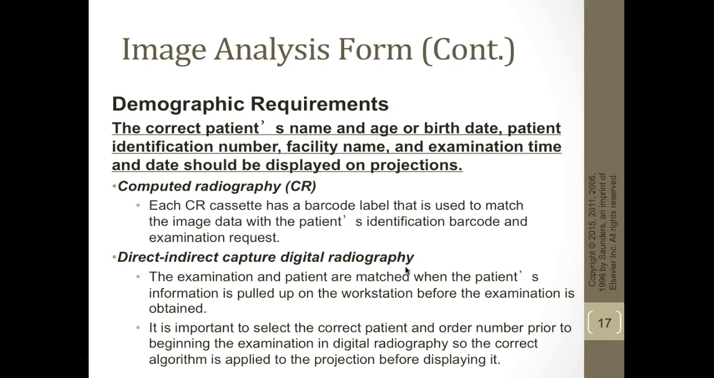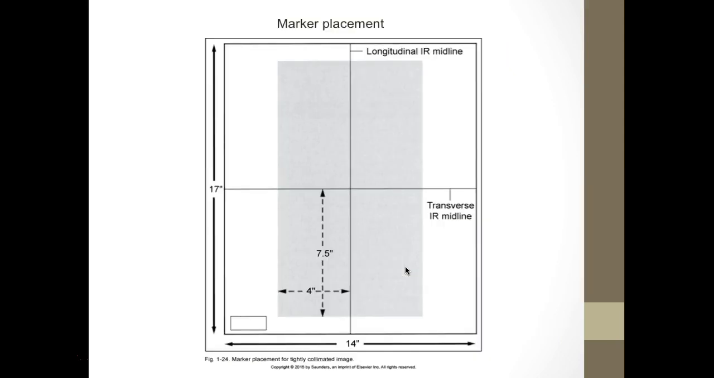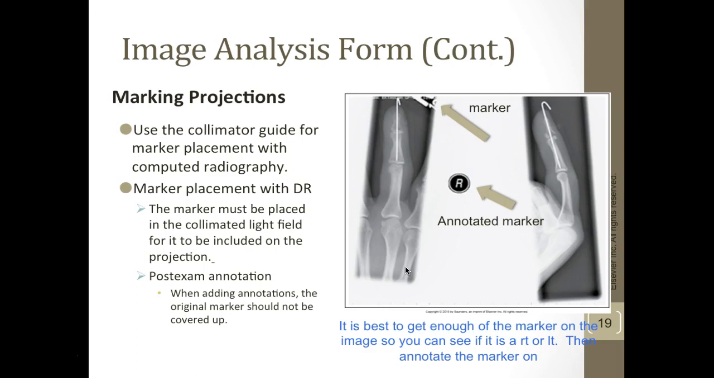On your direct image capture in your DR system, you need to make sure that the correct patient is pulled up before you expose the image. That's the most important thing. So when you're looking here on a CR or DR system, on the tube head there are actually measurements, and it's going to tell you exactly where to put your marker. This is kind of interesting in the sense that it's going to show you, from the transverse line and the longitudinal line, if you're collimated to a certain amount, where your marker placement can be, what your field size is going to be for your marker placement. We're going to talk about that. So you're going to use that collimator guide for your marker placement.